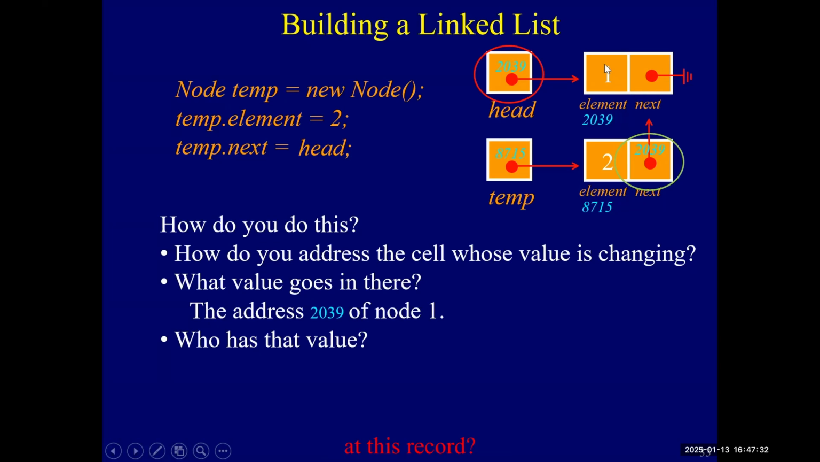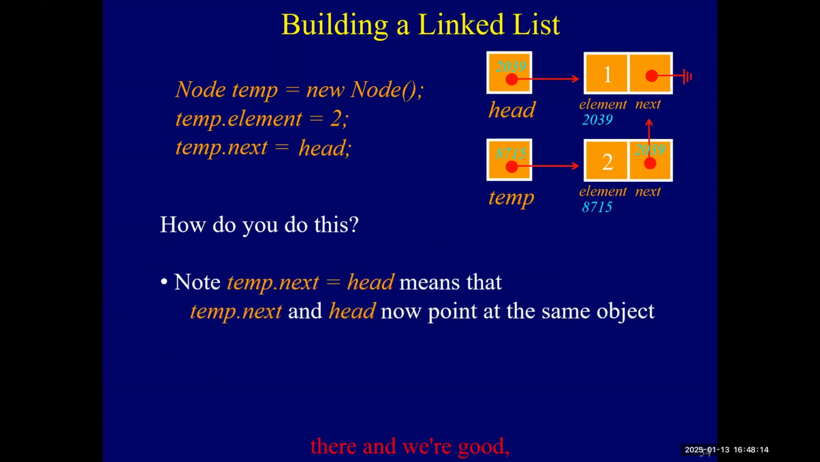And who is pointing at this record? Head is pointing at this record, right? So what we're saying is we want temp.next, which is this field, we want it to point the same place that head is pointing, right? You can say it in different ways. And I hope some of you at least agree that it's not trivial, right? It's a little complicated. Everybody good? All right. That sets the pointer. All right. That moves that value over there. And that sets this pointer to point there. And we're good. Right?